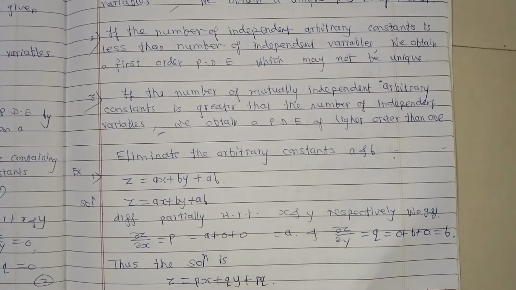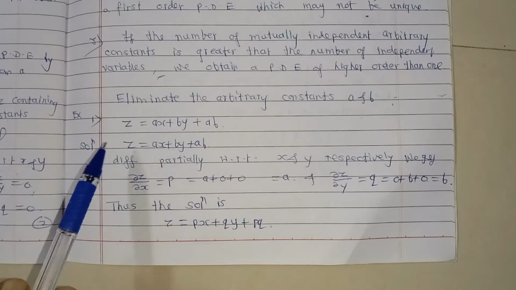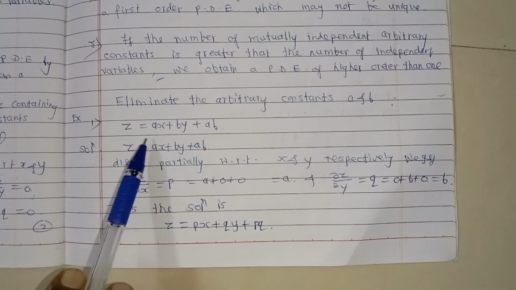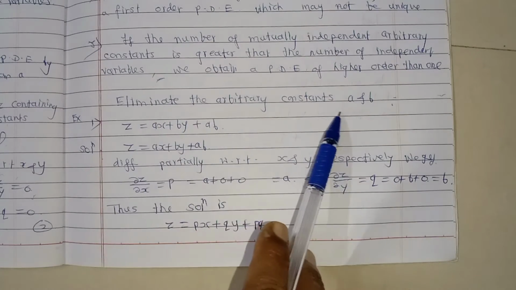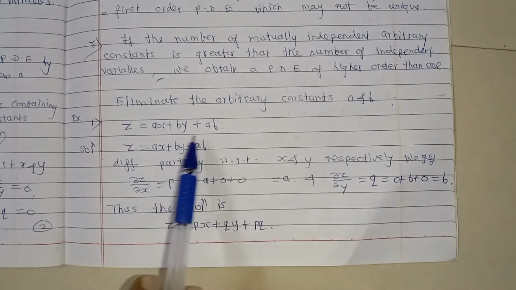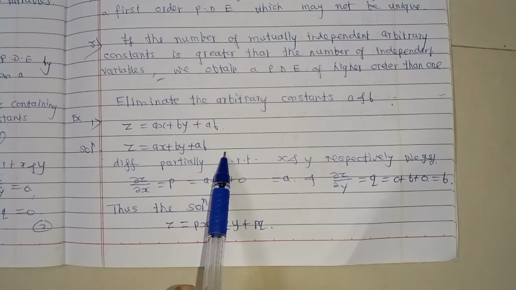Now we consider some examples. Let us consider the example z equal to ax plus by plus ab. By eliminating arbitrary constants a and b, we have to solve this example. We first write the given equation as the solution.